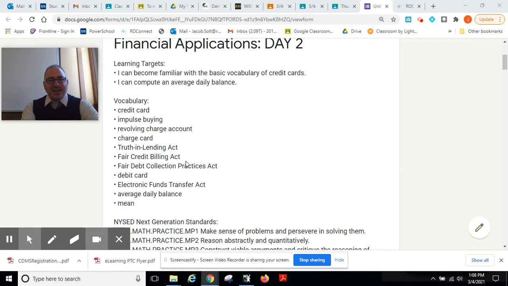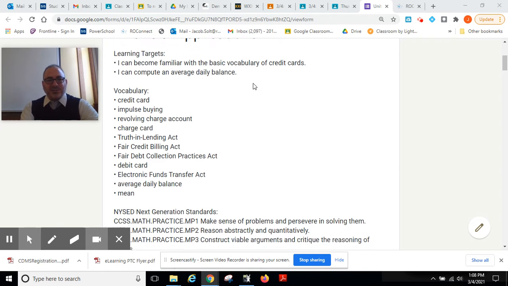We did hit a lot of these on day 1. Today, the 2 vocab words we're hitting are mean and average daily balance. That's what we're talking about today, average daily balance. And our second learning target is I can compute an average daily balance. All right, that's what we're doing today. That's the name of the game, computing average daily balances.